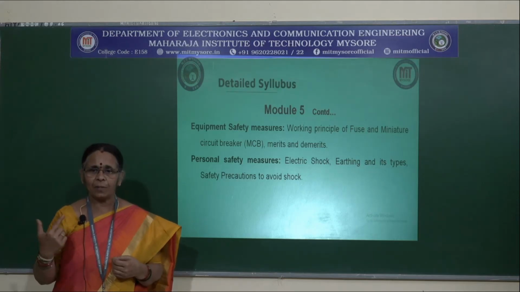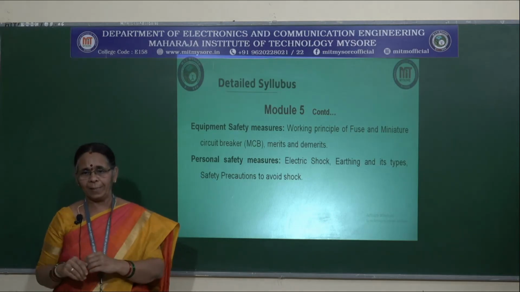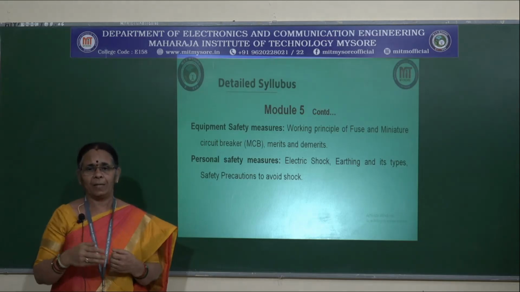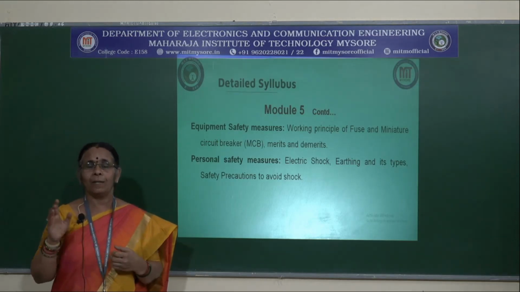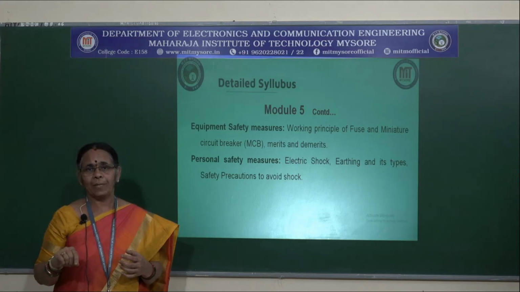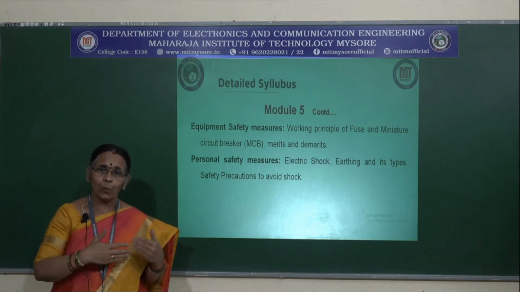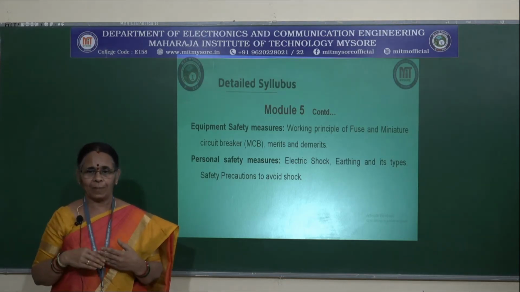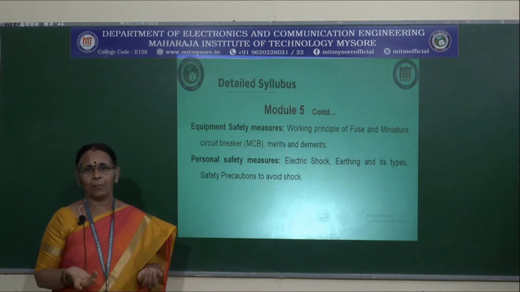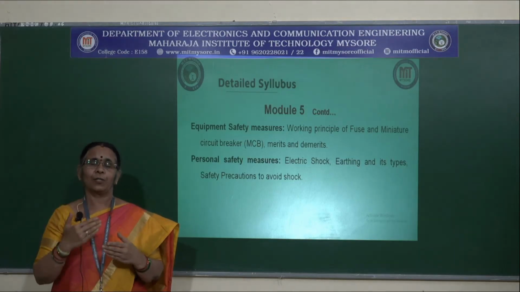Then under personal safety measures, if a person is exposed to electric shock, how he has to be protected. That is the most important thing, and generally everybody tries to know what exactly they have to do when a person is exposed to electric shock. Then earthing of electrical equipment and its different types, and how earthing protects both the human being as well as the equipment. The safety precautions to avoid shocks, how exactly we can avoid shocks. These are the things you are going to study in introduction to electrical engineering.